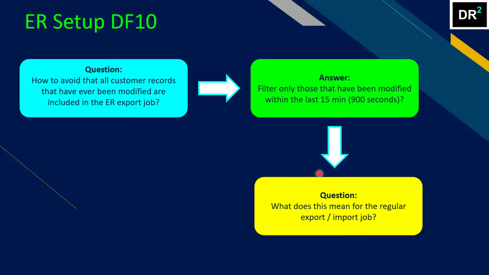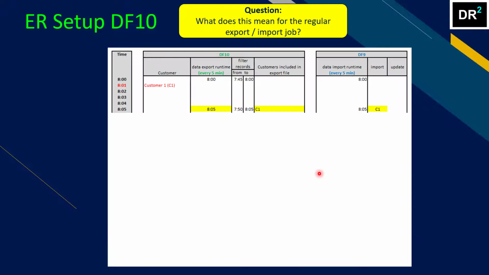Okay, and then the question is, of course, hey, what does this mean for a normal export? And here I have a similar table to what I used in the first post. Here on the left you see the time, and the batch jobs are running every 5 minutes in this case. So here 8:05, 8:10, 8:15, and so on. And in this example, I create a customer at 8:01. This customer will be included in the export job in DF10 at 8:05.